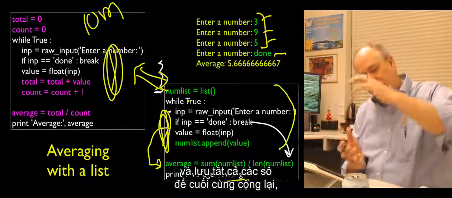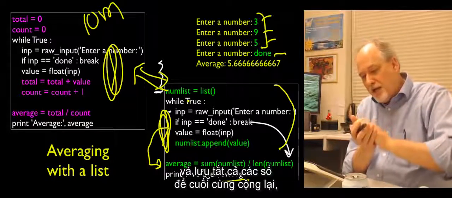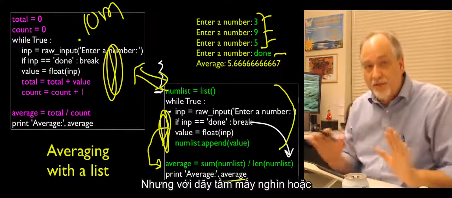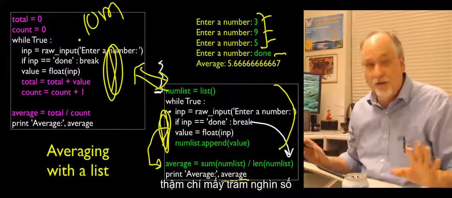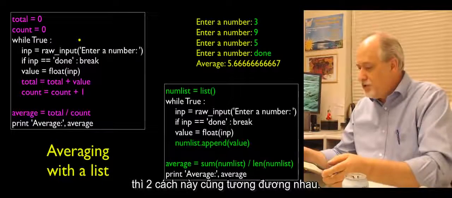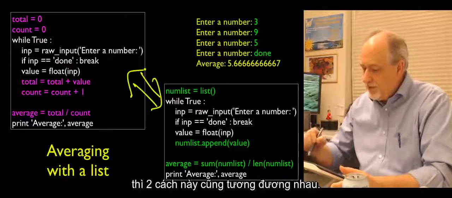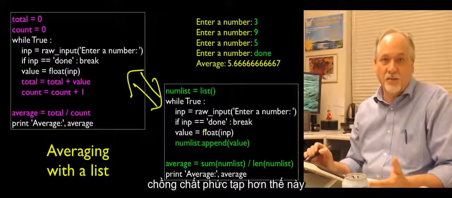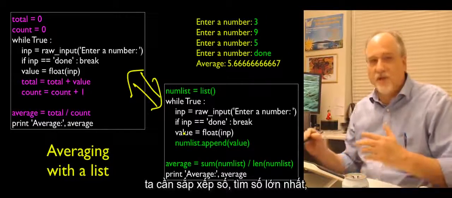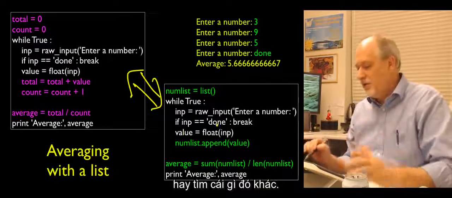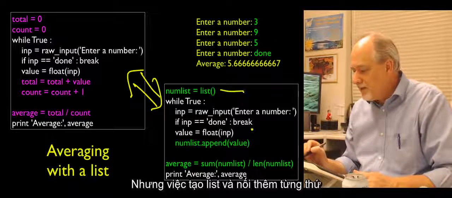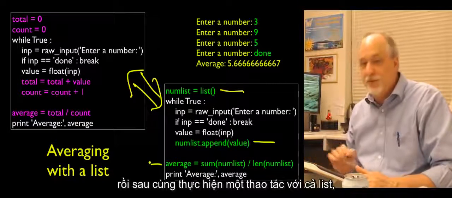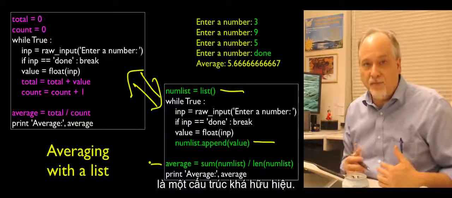Because the list is growing and keeping them all, summing them all at the end, this is actually storing very little data. But for reasonably sized numbers, like thousands or even hundreds of thousands of numbers, these two approaches are kind of equivalent. And then sometimes you actually want to accumulate something a little more complex than this. You want to sort them or look for the maximum and look for something else, who knows what. But the notion of make a list and then append something to the list each time through the iteration, and then do something with a list at the end is a rather powerful pattern.